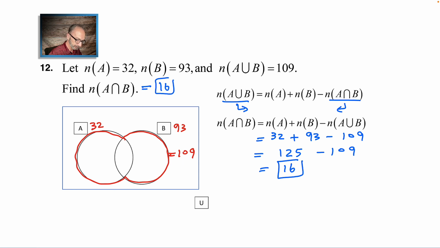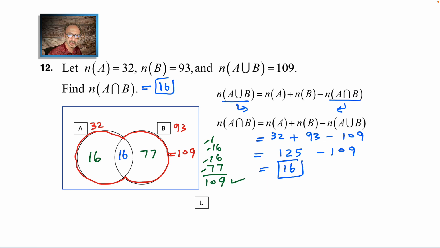Let's double check. If this is 16, the number of elements in A is 32. 16 are already taken for the intersection between A and B, so that should also be 16. 93 for B, but 16 already counted in the portion of A, so the difference will be 77. Let's double check. 16 and 16 and 77. 6 and 6, 12. 12 and 7, 19. 7, 8, 9, 10.